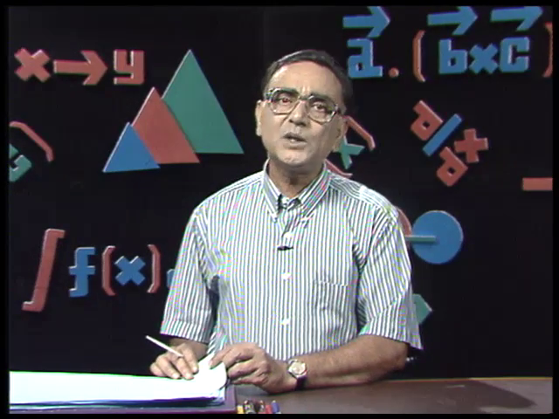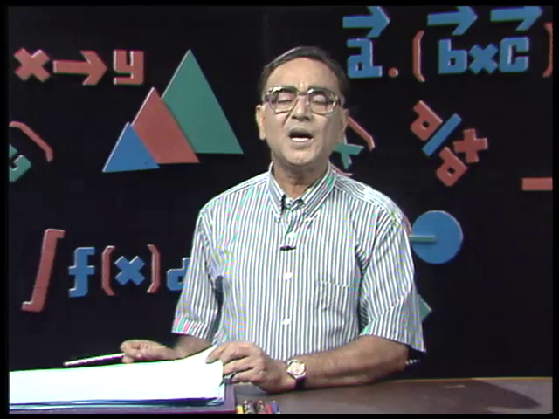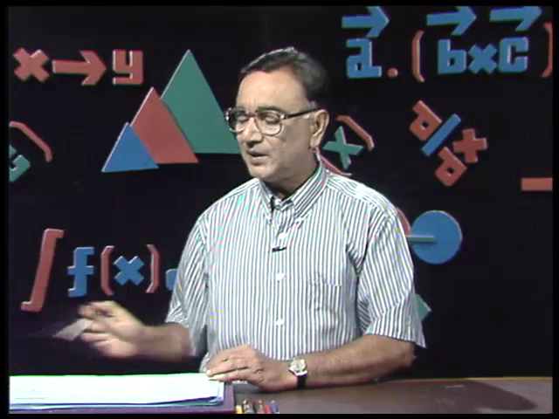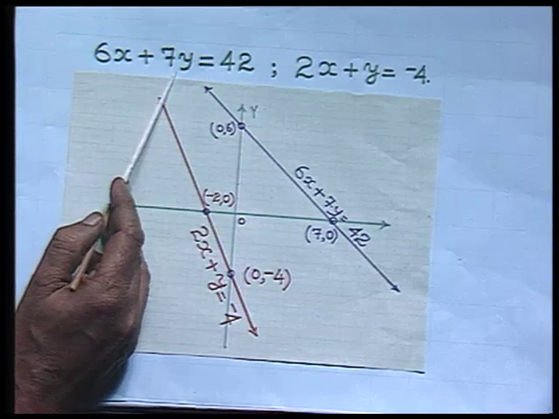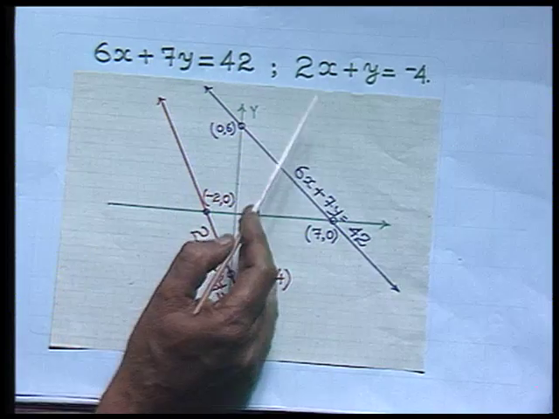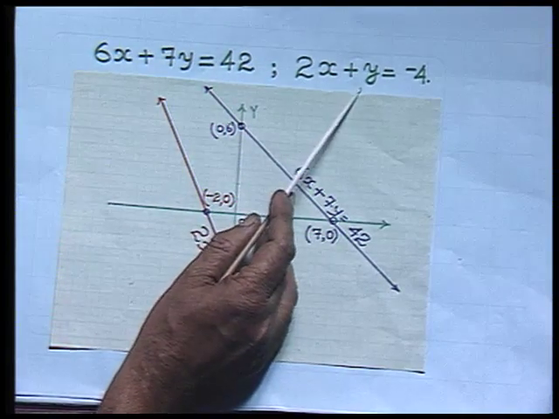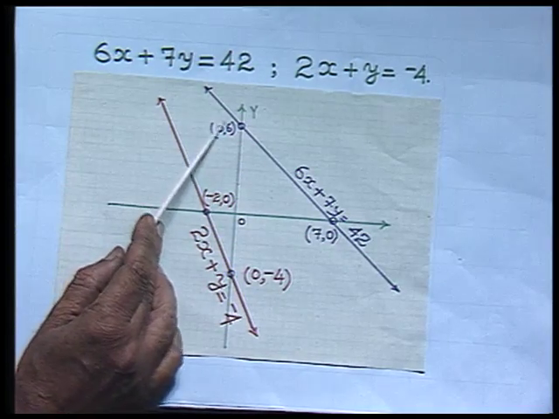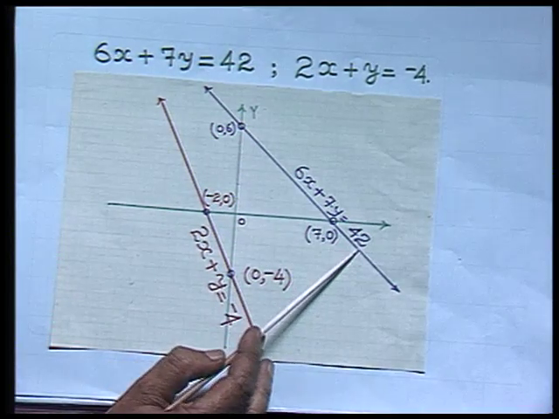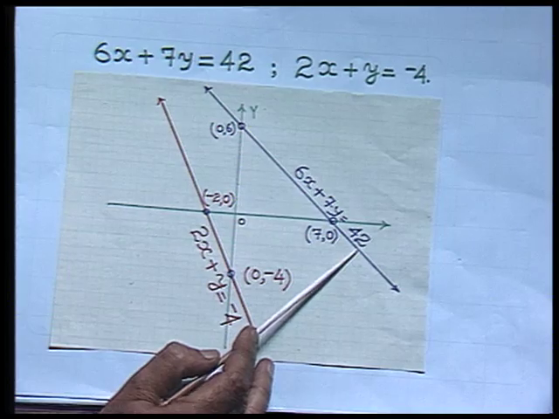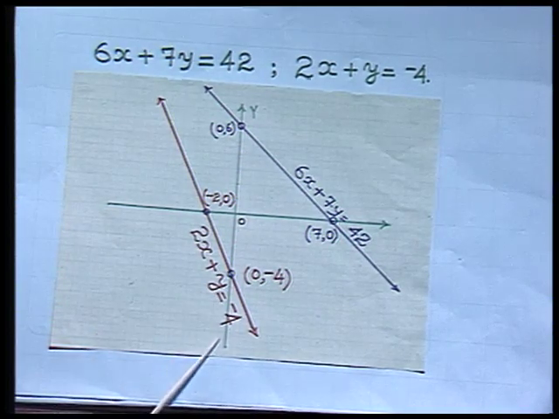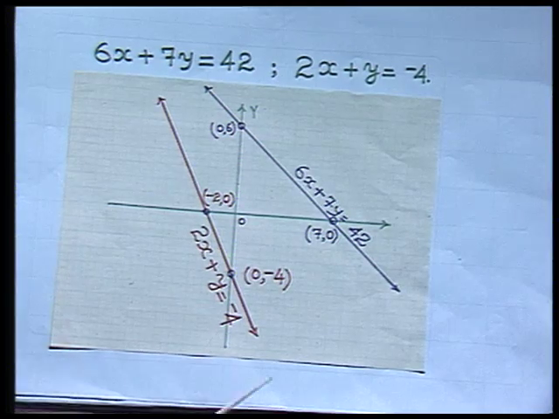Now let's look at another problem. Here I have drawn the graph for two equations, the first equation being 6x plus 7y equals 42 and the second equation being 2x plus y equals minus 4. The graph has been plotted. This is for the line 6x plus 7y equals 42, and for the other it is 2x plus y equals minus 4.